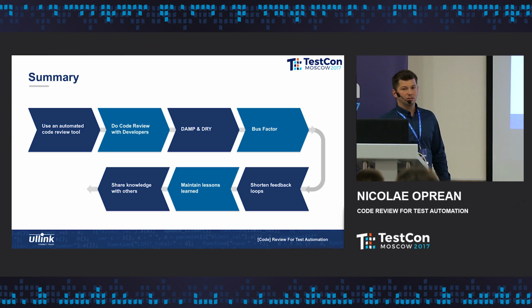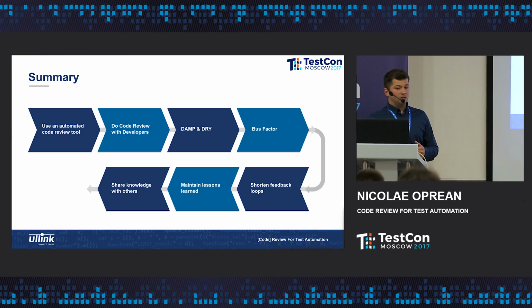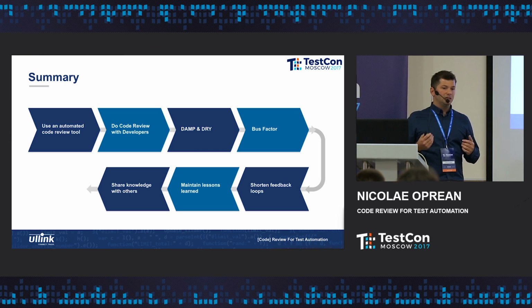Increase the buzz factor, I mentioned before. Shorten feedback loops. Reduce costs by having fast feedback and faster repairs. Maintain lessons learned. Try to document, create Confluence pages where you put a set of best practices. And most important, share knowledge with others. If you're sharing with others, then that will be brought back in the future, because newcomers are evolving, colleagues are evolving, so this brings us, in the end, better code, better quality. So we all want that.